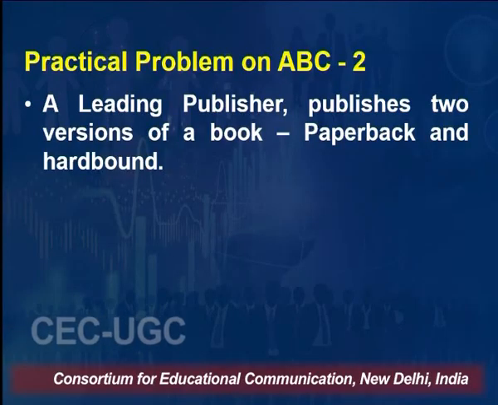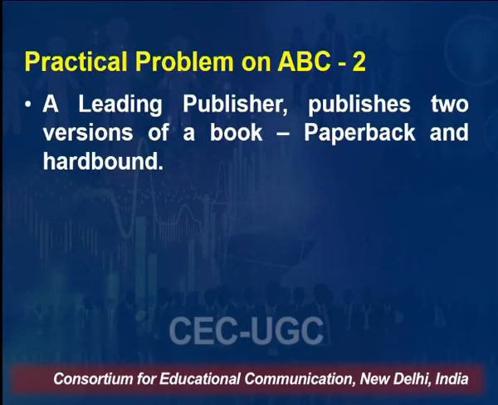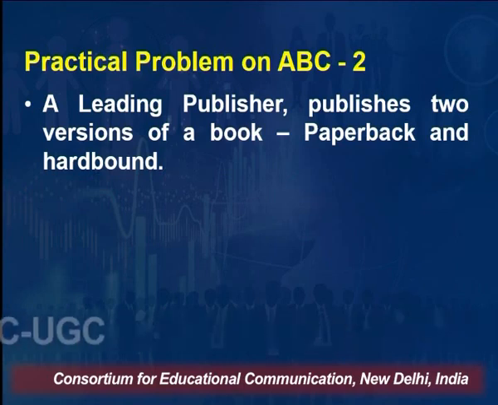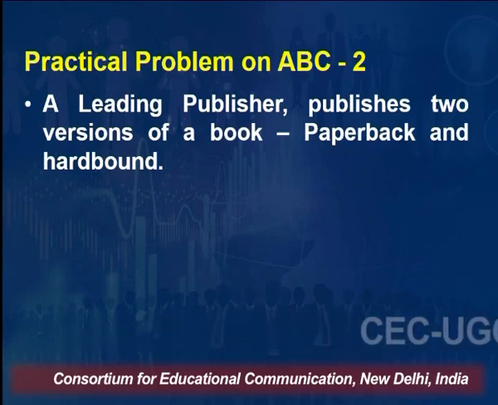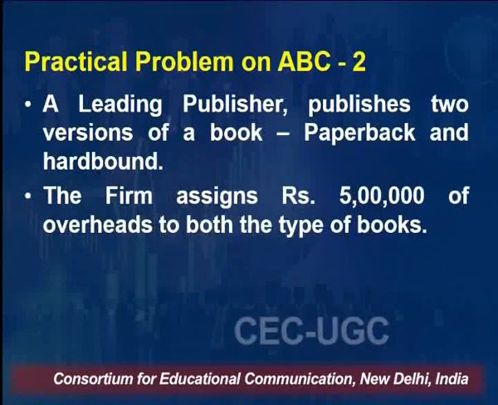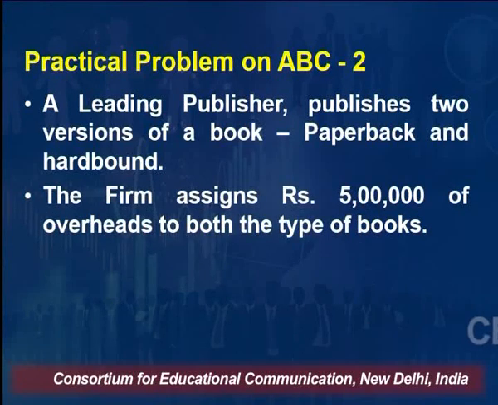This is going to be problem number 2 in the series of our discussion on activity-based costing. So there is a company, there is a leading publisher which is publishing 2 versions of a book. One is named as paperback, another is hardbound, right? So there are 2 types of product with which this leading publisher is dealing. One is paperback and another is hardbound. And the firm is assigning rupees 5 lakh of overhead to both the types of books.